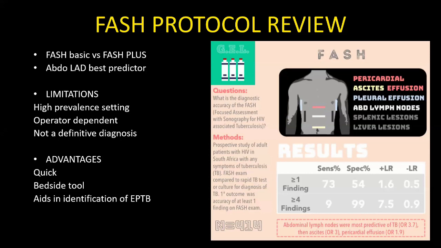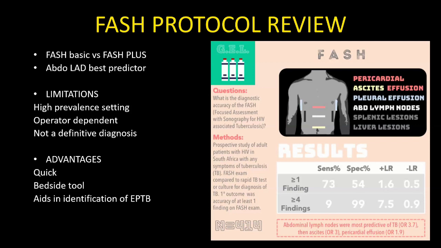But even better is to do the 6-probe FASH plus assessment. So asking yourself, is there abdominal lymphadenopathy? Are there splenic lesions? Are there liver lesions? Remembering that lymphadenopathy has the highest predictive value for extrapulmonary TB, especially in our HIV population.